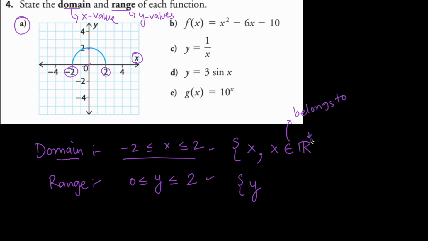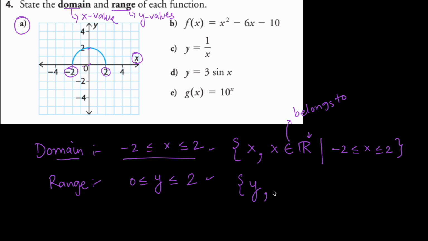This means real numbers, all the real numbers. When I say real numbers, I mean all the decimals and fractions that lie in between. Apart from this, there is a restriction on x. What is that restriction? That x is greater than -2 and less than +2.